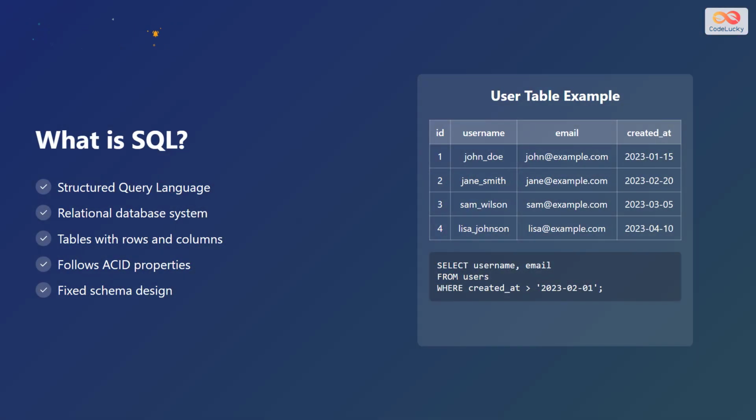SQL stands for Structured Query Language. It is used in relational database systems. These systems organize data into tables with rows and columns, and they strictly adhere to what are known as the ACID properties. A fixed schema design is the foundation of SQL databases, dictating the structure of data storage.